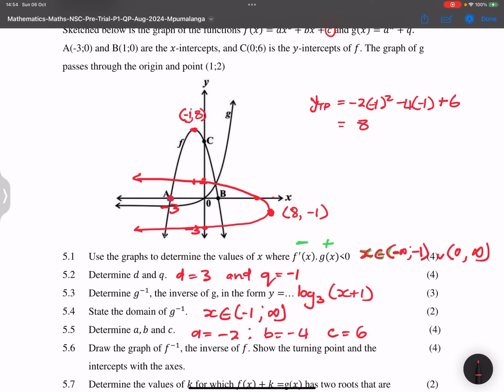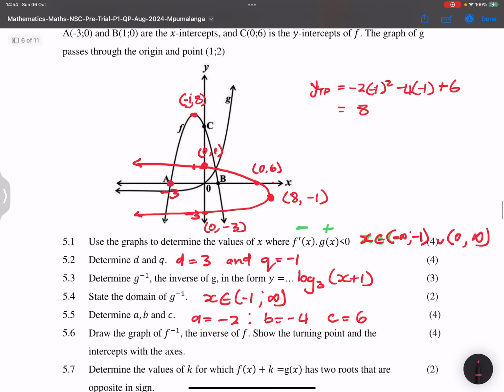Now they said we must label, so this would be 0 and 6. This would be x is 0 and y is 3. Actually, this is 1. And here we've got 0 and -3. I hope that makes sense, ladies and gents. So that's what our graph would look like, the graph of the inverse.